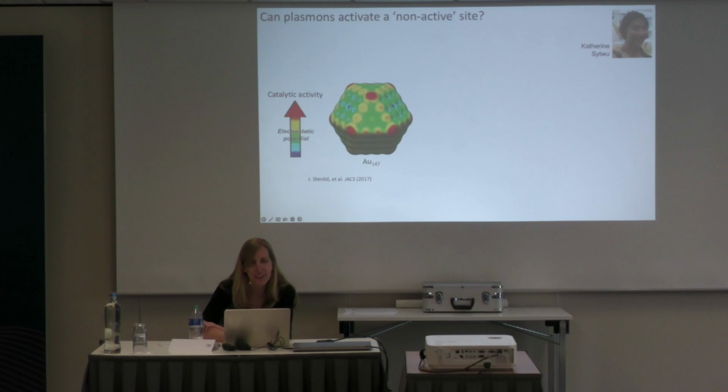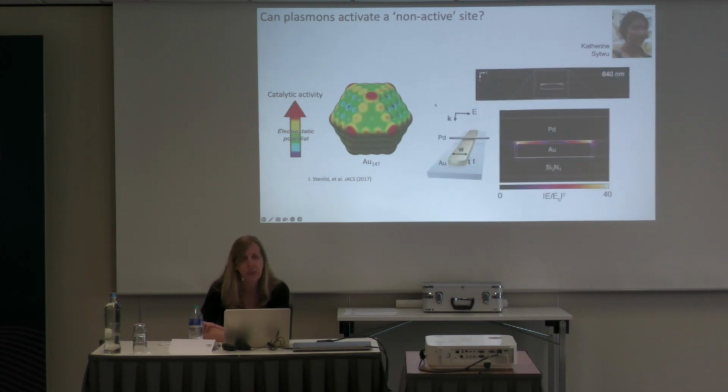So basically where the catalysis wants to occur is generally those low coordination number sites. And here, for example, is gold 147, so 147 gold atoms on the surface of a catalytic nanoparticle. The catalytic activity corresponds with the electrostatic potential, and that's highest at the tips. What we wanted to know is, could we use plasmons to make a site that normally is not the preferred catalytically active site active, and in fact the more preferred site for catalysis? For example, could we imagine making the whole face of the nanoparticle catalytically active?